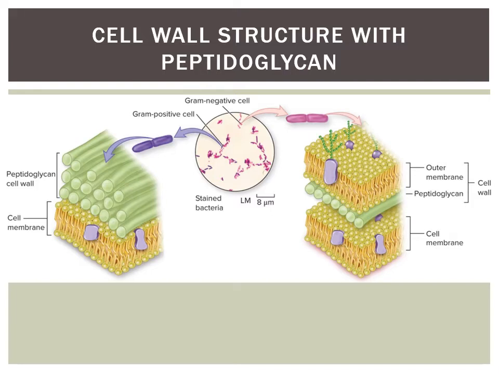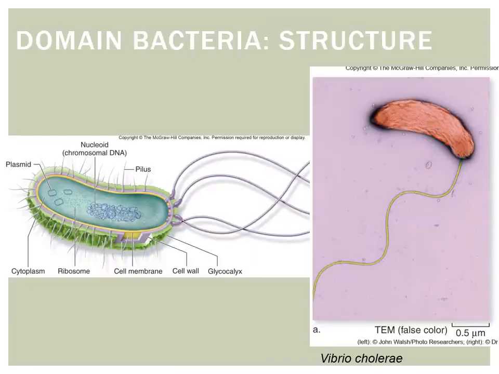And so it's a pretty thick cell wall on the outside of the cell membrane for one way of organizing the cell wall. And then on the right-hand side, you can see a really thin layer of peptidoglycan, which is the cell wall. But then in this bacteria, they have an extra membrane on the outside of the cell wall. So we'll talk a little bit more about that as we go into lab on bacteria.